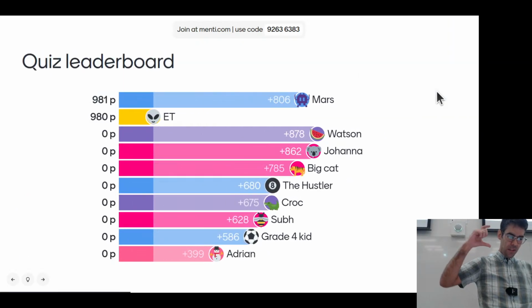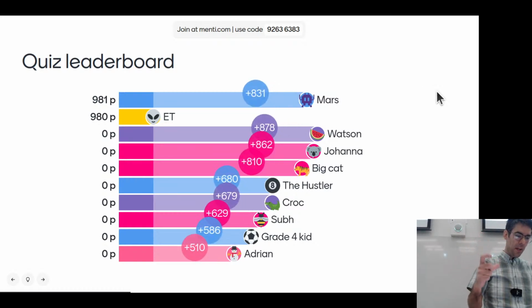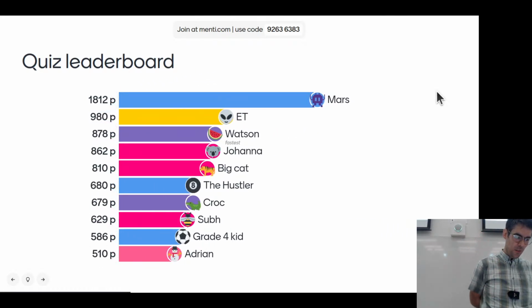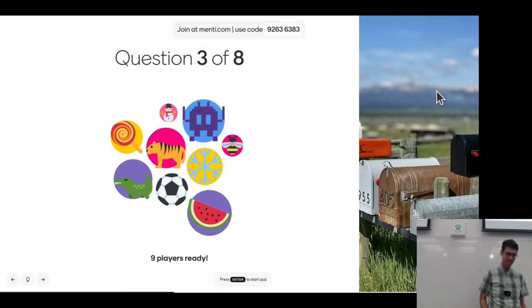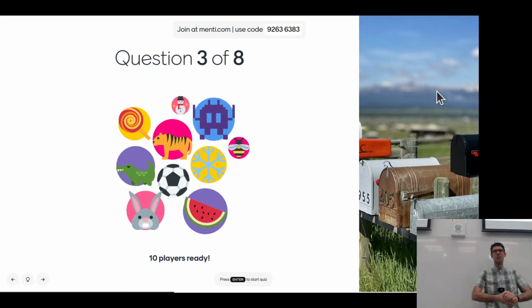So this leaderboard is probably all messed up because of the getting disconnected, so sorry. Mars is way up at the top there, maybe because they're the only person that was able to stay connected long enough. I'm really happy to see that there's a grade 4 kid showing up, because I cannot understand how they could possibly answer these questions after doing the basic stuff that we did last time. Are you all still connected to the quiz?